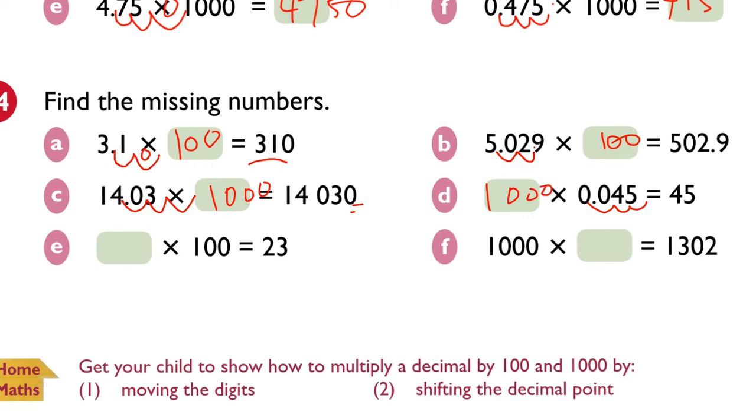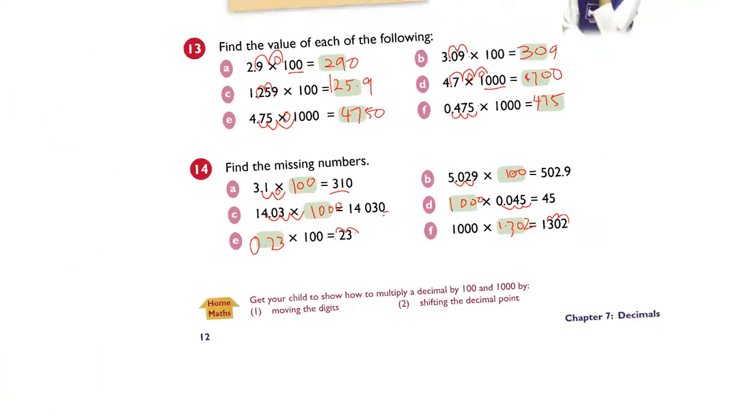So how do I get 23? I have to move 2 times. So that means my decimal point is here. I must move 2 places backward. I get 0.23. Here I must move 3 times backward. 1, 2, 3. I get 1.302. Okay, I'm going to stop here. I do hope that you have understood all these.